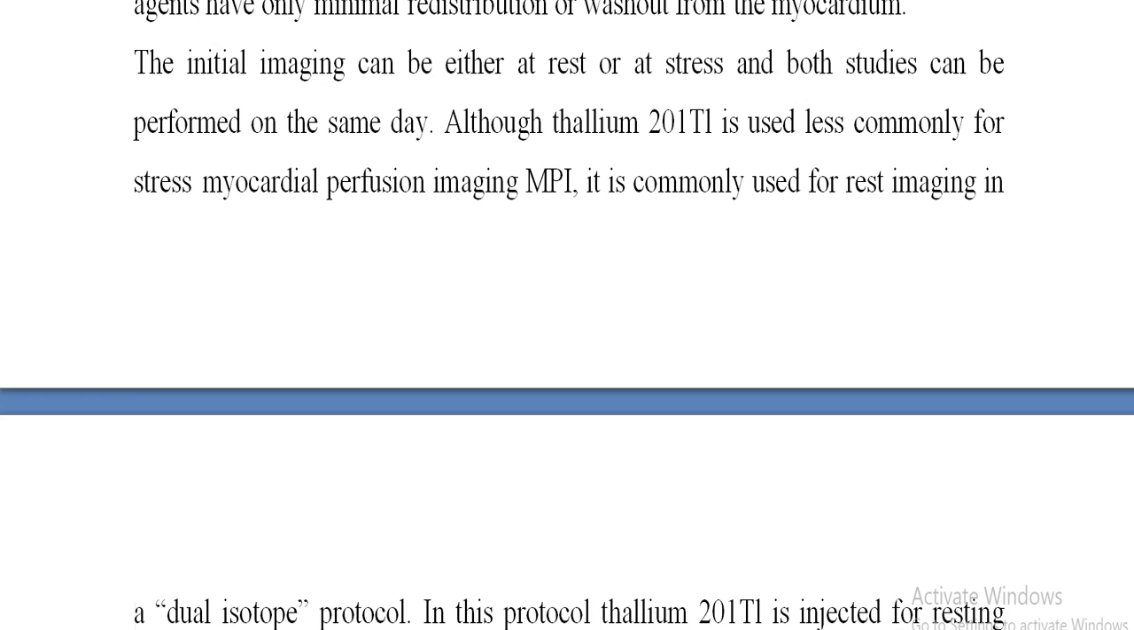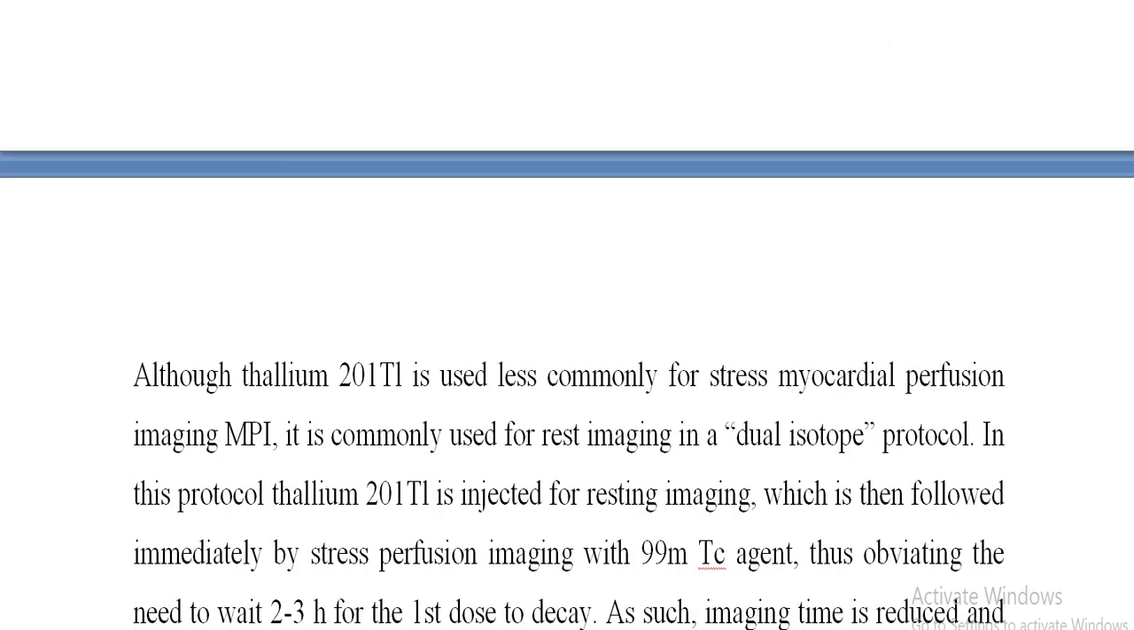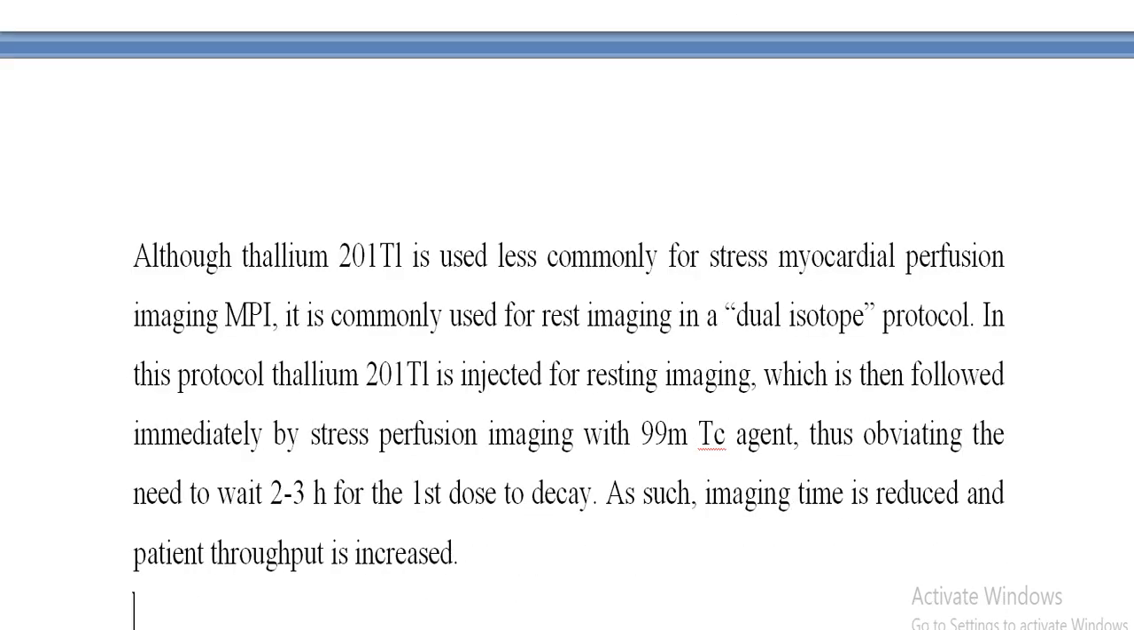Although thallium-201 is used less commonly for stress myocardial perfusion imaging, it is commonly used for rest imaging in a dual isotope protocol. In this protocol, thallium-201 is injected for resting imaging, which is then followed immediately by stress perfusion imaging with a 99mTc agent, thus obviating the need to wait 2 to 3 hours for the first dose to decay. As such, imaging time is reduced and patient throughput is increased.